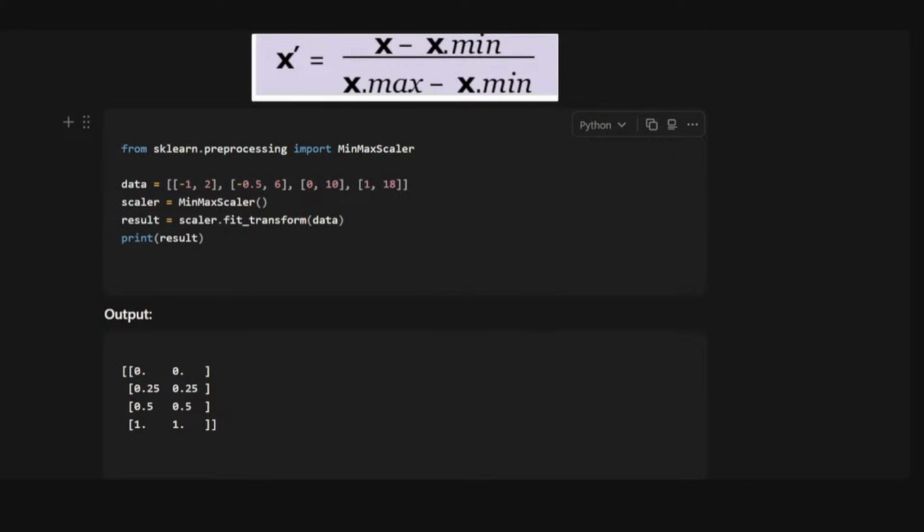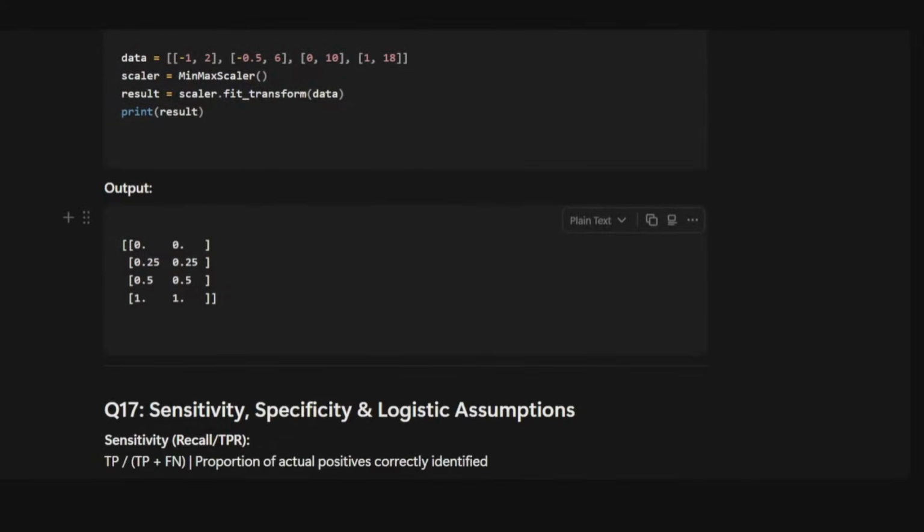Let's say I'm doing another example for 6. So it is 6 minus 2, that's 4, divided by 18 minus 2, so 4 divided by 16. So that will give me 0.25. And accordingly, I'll fill the values for the rest of the column values. And there you get the output.